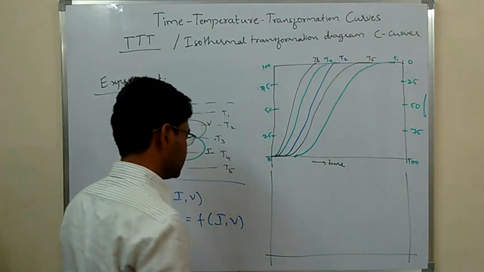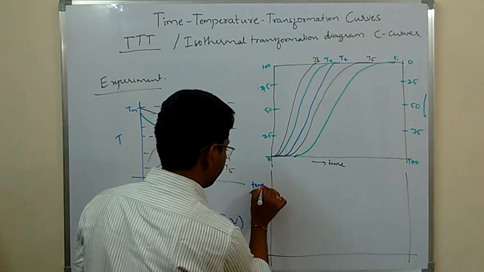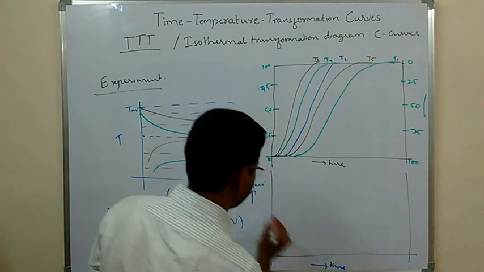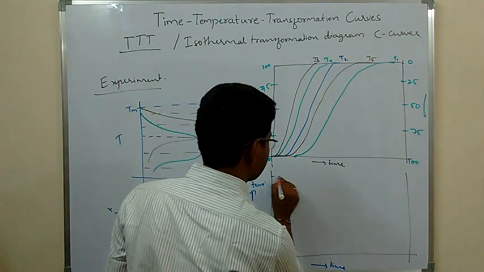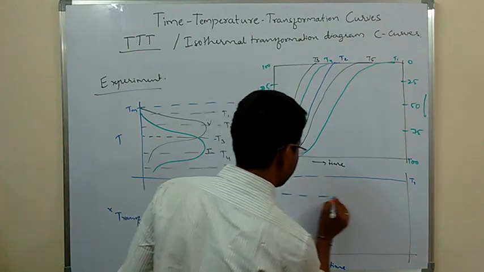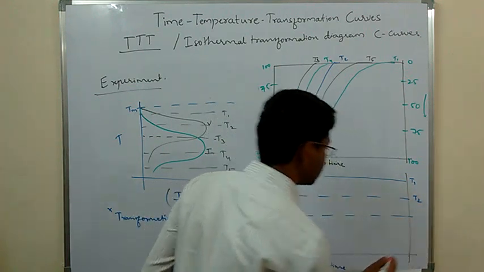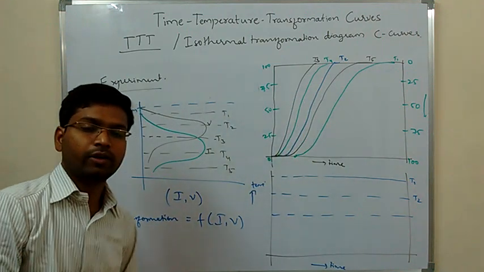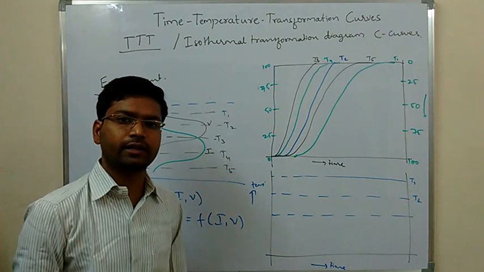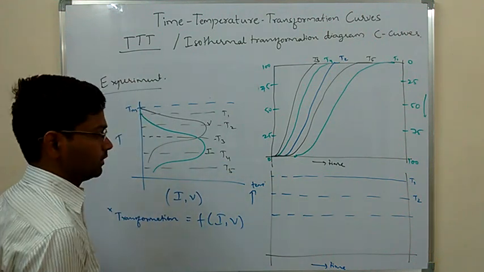Suppose this is temperature, time is the function of temperature and time. Suppose this is T1 temperature, T2 temperature line, constant temperature. So isothermal means what? Isothermal means we are cooling, means heating, at a constant temperature. Iso means constant temperature. So I will explain in detail.